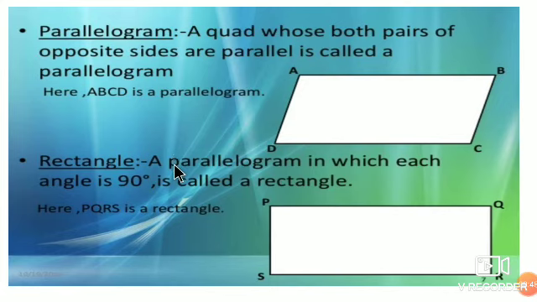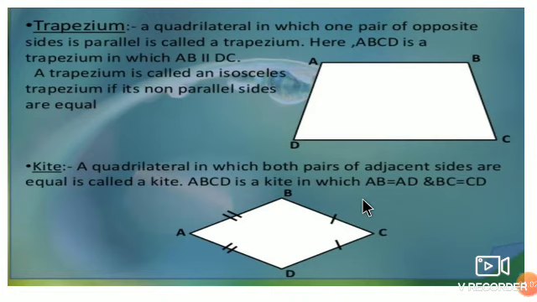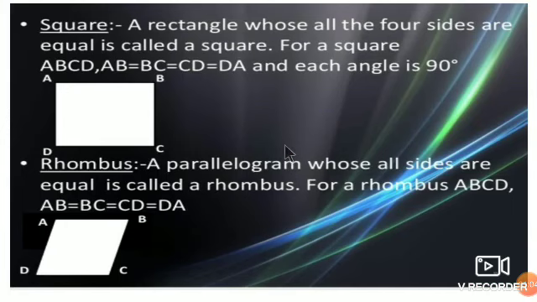The rectangle. Every rectangle is a parallelogram. A rectangle is a figure whose each angle is of 90 degrees and opposite sides are congruent, or equal in length. Square. A square is also a rectangle and a parallelogram. It has four sides equal in length and each angle is of 90 degrees.